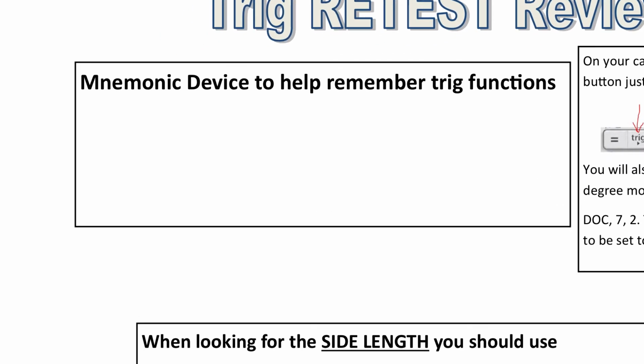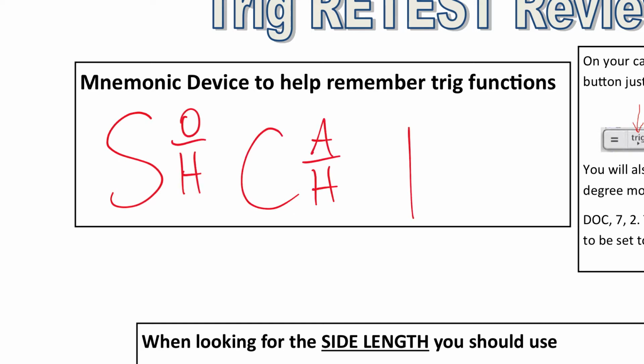So first of all, the mnemonic device we use to help remember these trig functions. SOH CAH TOA. What does the S stand for? Sine. What does the C stand for? Cosine. And what does the T stand for? Tangent. What does the O stand for? Opposite. The H? Hypotenuse. And the A? Adjacent. So hypotenuse, opposite, and adjacent.